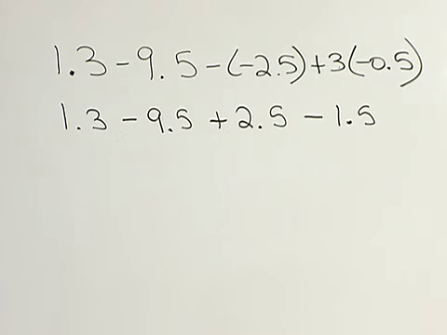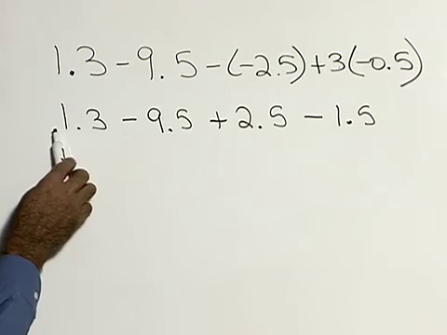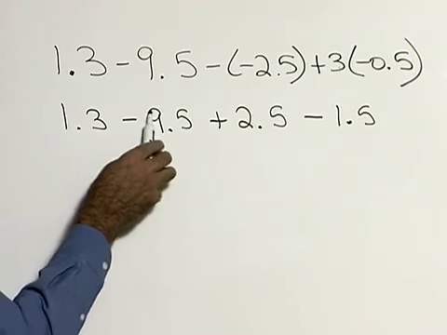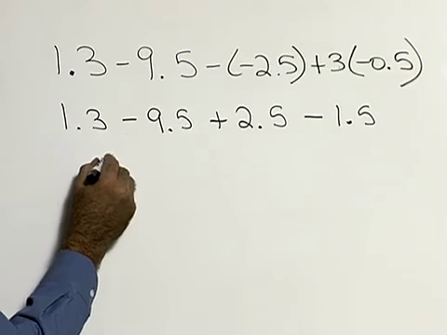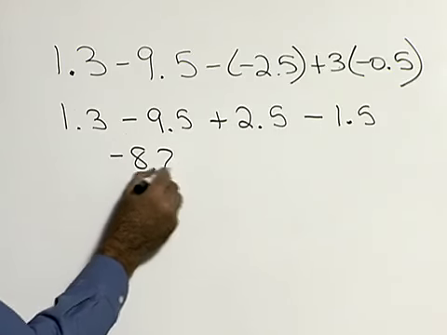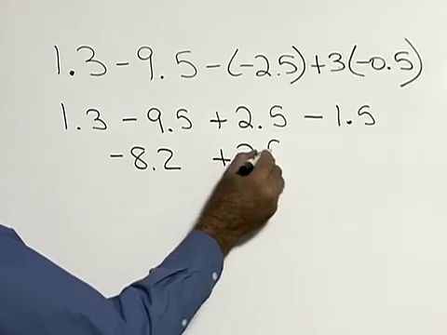So now all we have is addition and subtraction in our problem. So let's go from left to right. So if we say 1 3/10 minus 9 5/10, that'll give us negative 8 2/10. And we'll bring down the rest of our problem.